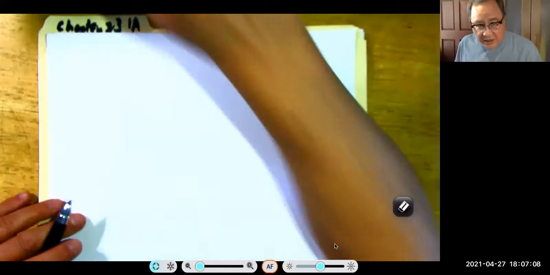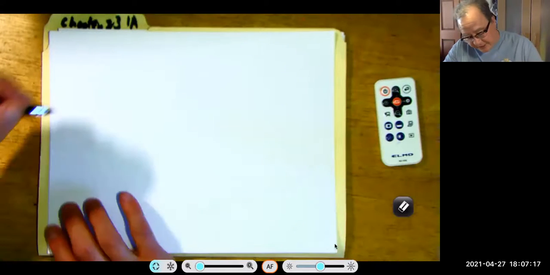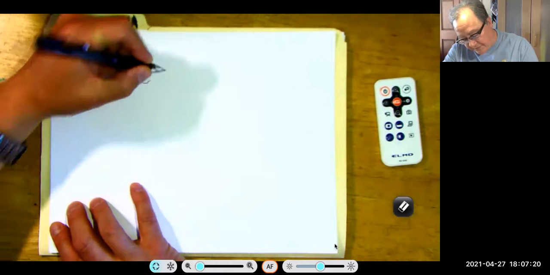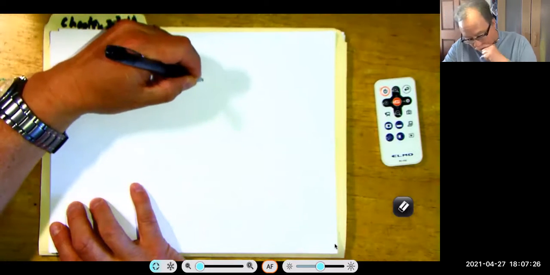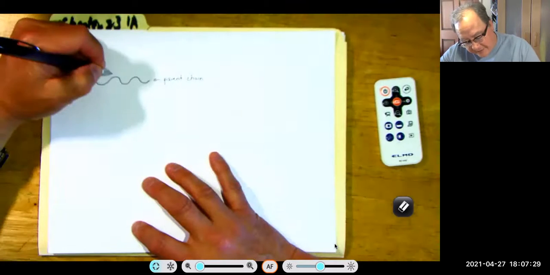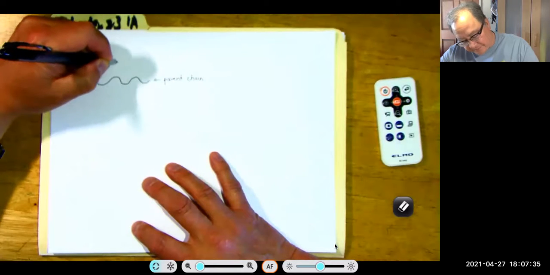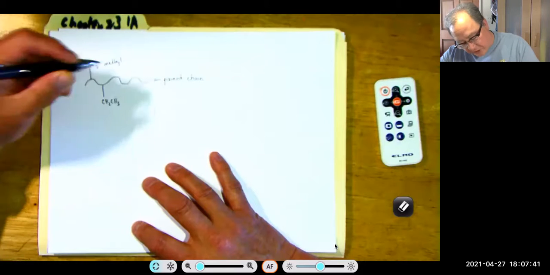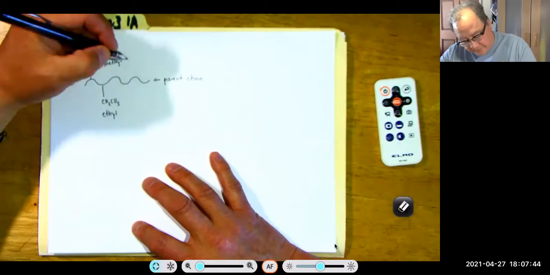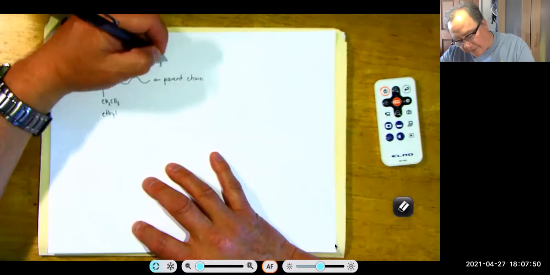So there are these things on organic compounds called substituents. Basically, you find the parent chain and it's something hanging off the parent chain. So let's call this the parent chain. If you have a CH3 hanging off of it like that, that's called a methyl. If you have a CH2, CH3, that's called an ethyl. If you have a CH2, CH2, CH3, that's called a propyl.